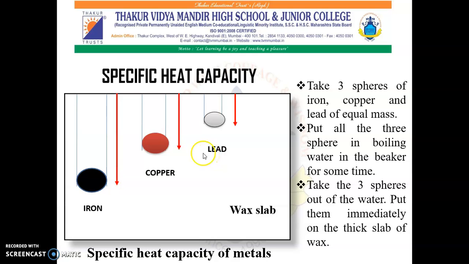The sphere which absorbs more heat from the water will give more heat to the wax. More wax will thus melt and the sphere will go deeper into the wax. It can be observed that the iron sphere goes deepest in the wax, the lead sphere goes the least, and the copper sphere goes to an intermediate depth. This shows that for an equal rise in temperature, the three spheres have absorbed different amounts of heat. This means that the property which determines the amount of heat absorbed by a sphere is different for the three spheres. This property is called specific heat capacity.